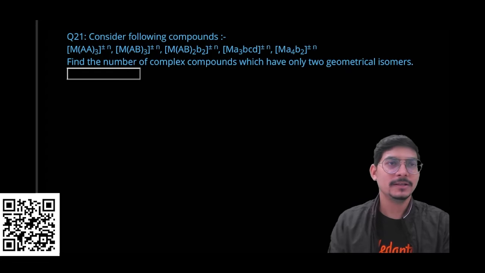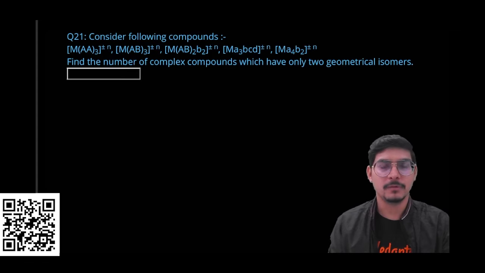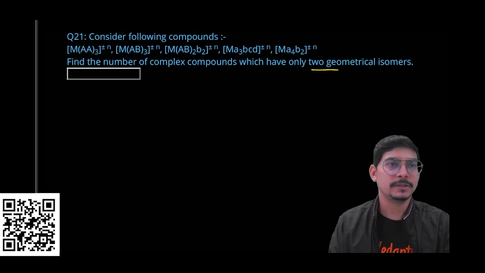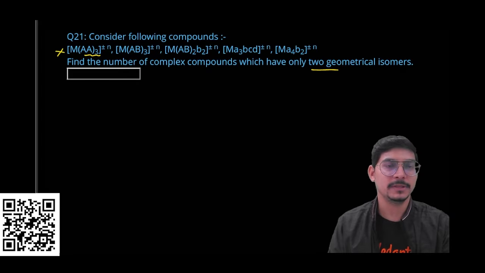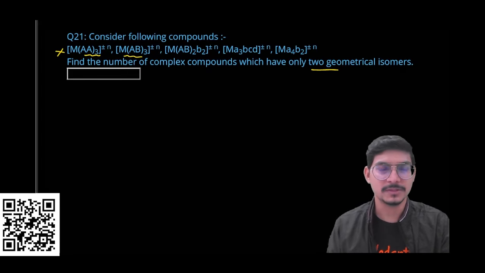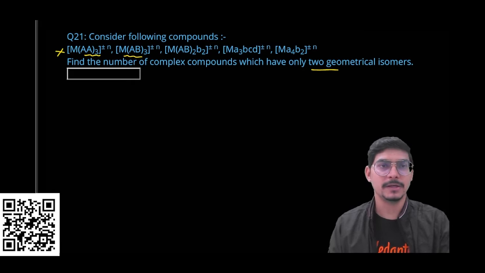Hi everyone. In this question, we have to tell the number of complexes that have only two geometrical isomers. In the first complex, there are three symmetrical bidentate ligands. Because all the donor atoms are of the same element, this complex will not show geometrical isomerism. So this is eliminated. In the second complex, we have MAB3, which means there are three unsymmetrical bidentate ligands.